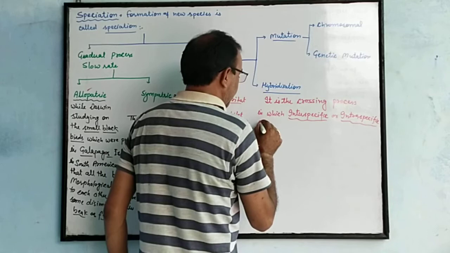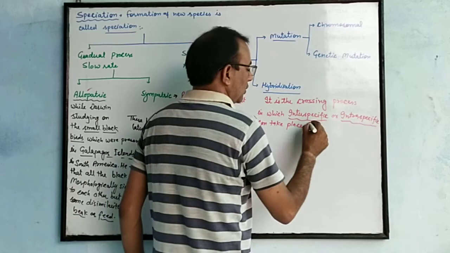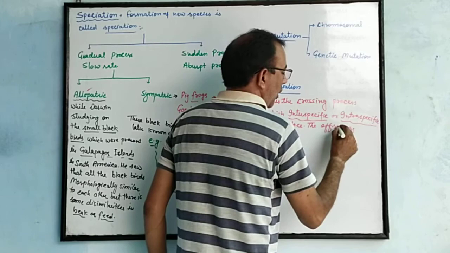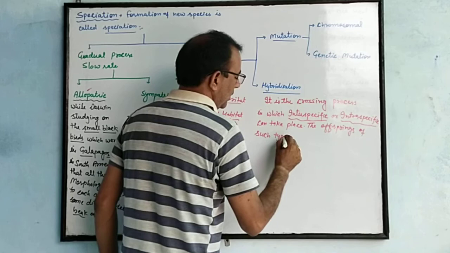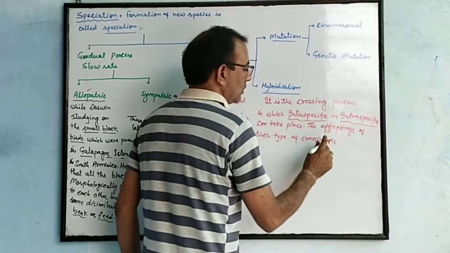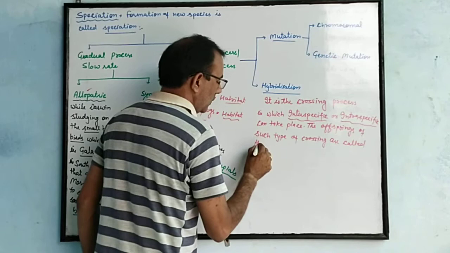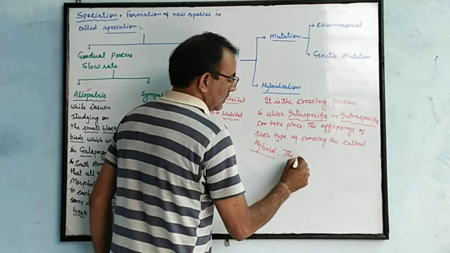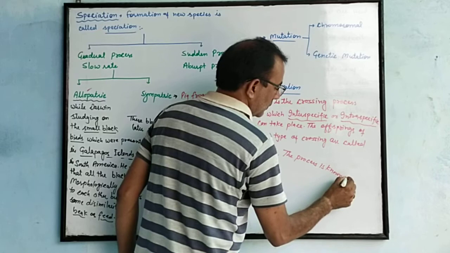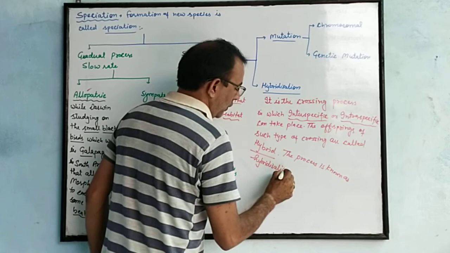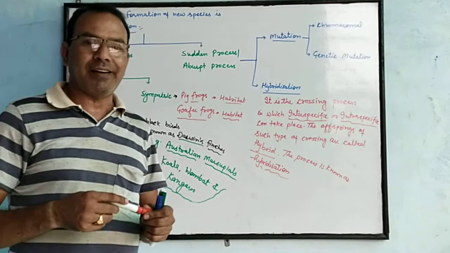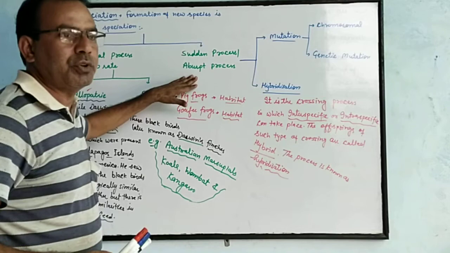Interspecific and intraspecific crossing can take place. The offspring of such crossing are called hybrids, and the process is known as hybridization. So by mutation and hybridization, speciation changes suddenly at a very fast rate. So it is put into the abrupt process.